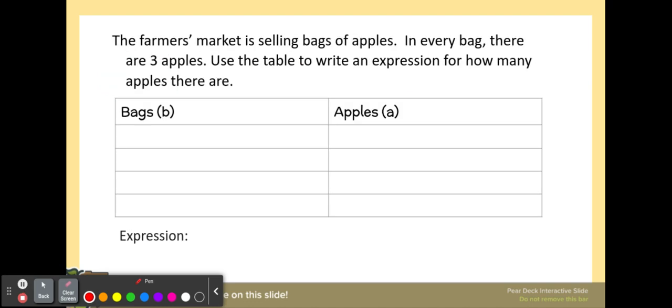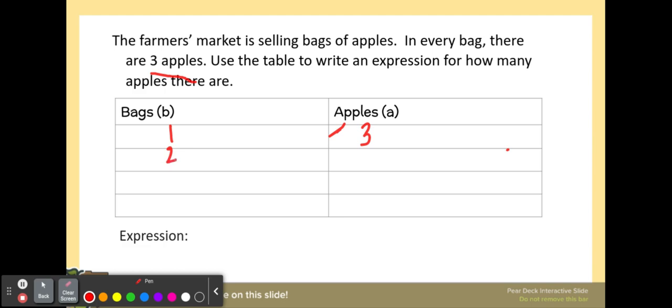Next example. The farmer's market is selling bags of apples. In every bag, there are 3 apples. Use the table to write an expression for how many apples there are. So I've already got my 2 labels, bags and apples. If I have 1 bag, it tells me in the problem that there are 3 apples in each bag. So I'm going to write 3 apples in the 1 bag.